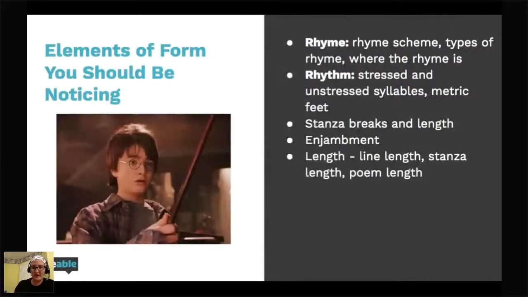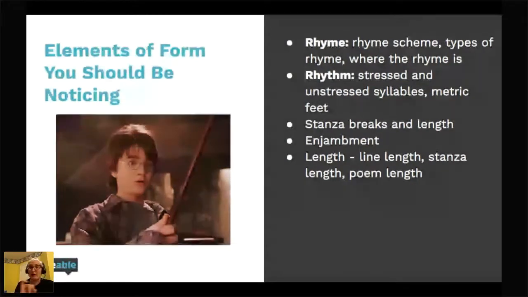Line length is another element of form that you can look at to say this creates meaning. This can be part of an author's style. They can use long lines or short lines, but if an author switches from using a bunch of long lines in a poem to short lines, then that is a way for them to draw your eye to it: oh, okay, that's weird.